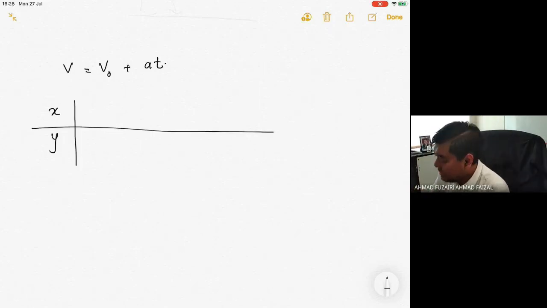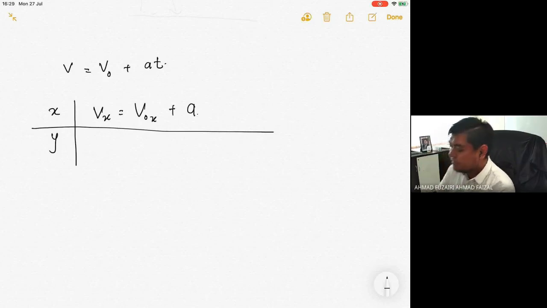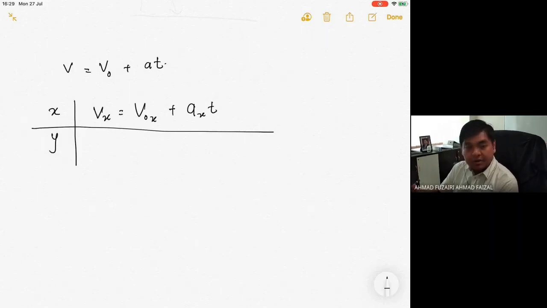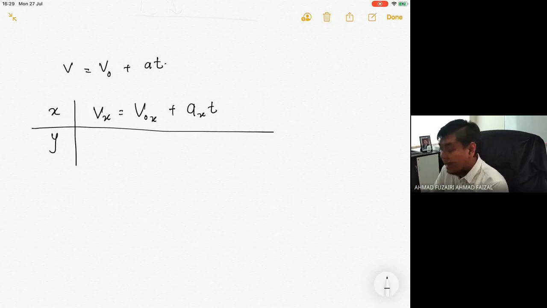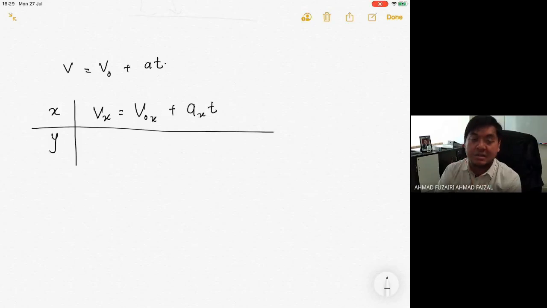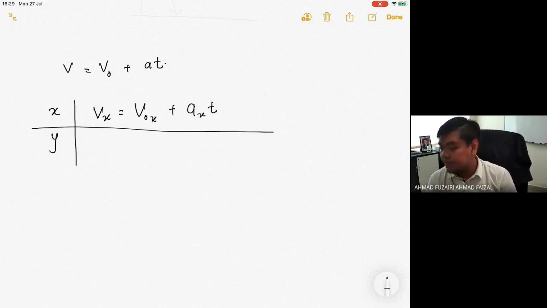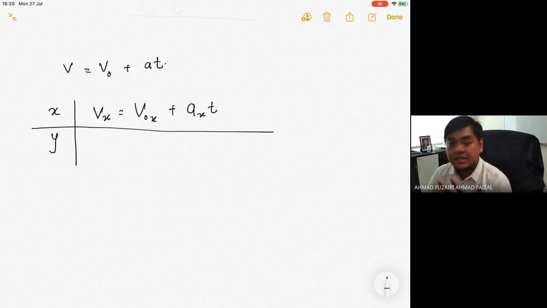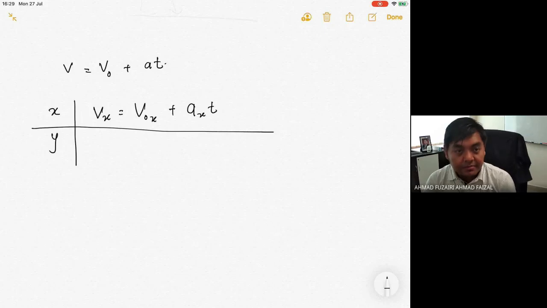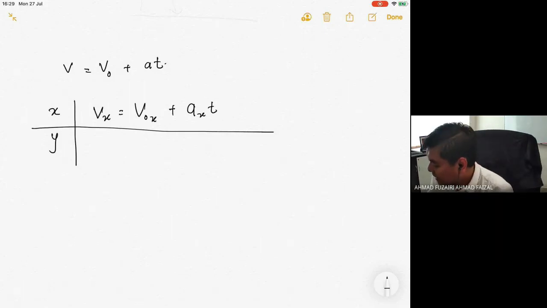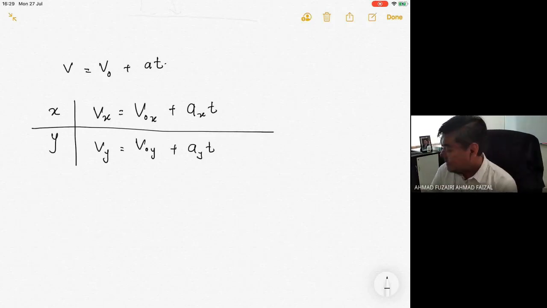In the x axis, it will be Vx equals V naught x plus Ax t. You can see we put a subscript of x on each value except for time. Kecuali masa. Masa dia tidak ada x dan tidak ada y, sebab masa is an independent variable. Masa tidak akan kira dia y ke, dia x ke. Tapi untuk term-term lain, V jadi Vx, V naught jadi V naught x, A jadi Ax. For y we can do the same: Vy equals V naught y plus Ay t. So this is equation number one.